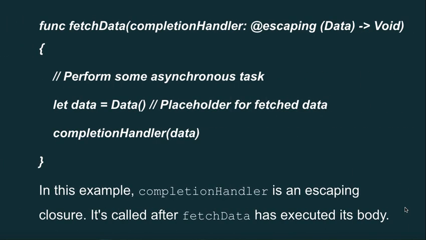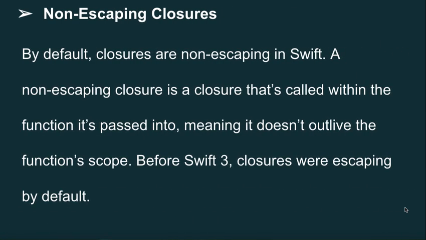func fetchData(completionHandler: @escaping (Data) -> Void) { // perform some asynchronous task; let data = Data() // placeholder; completionHandler(data) }. In this example, completionHandler is an escaping closure. It's called after fetchData has executed its body.